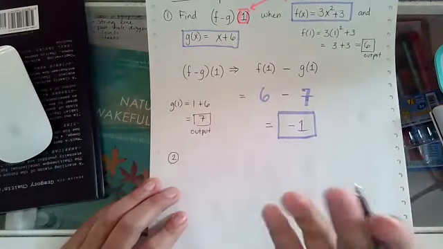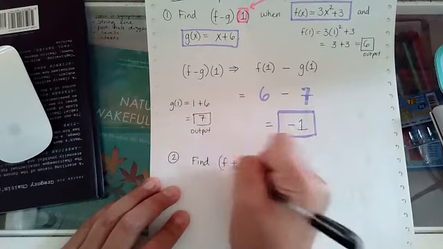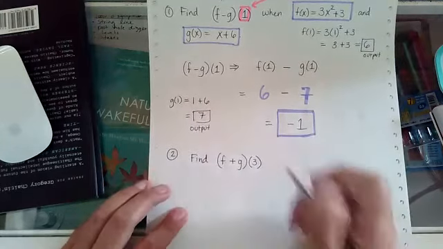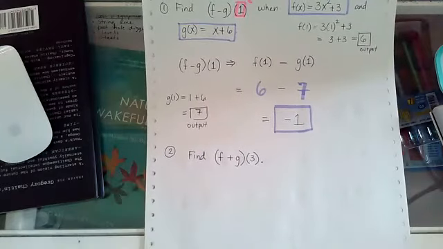So let's use the same function and the same set of functions, and let's find f plus g evaluated at 3. These same two functions, though, are going to be f and g. So you could do this in a number of different ways. I like to say that what we're going to do is take f evaluated at 3 and add that to g evaluated at 3.